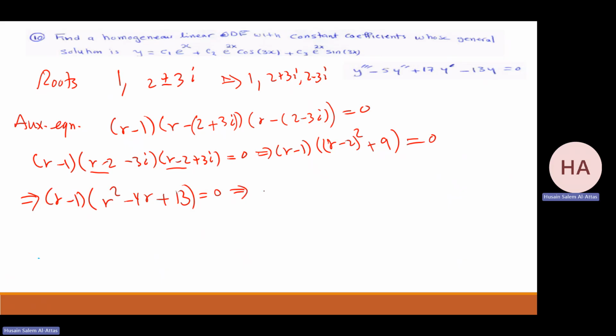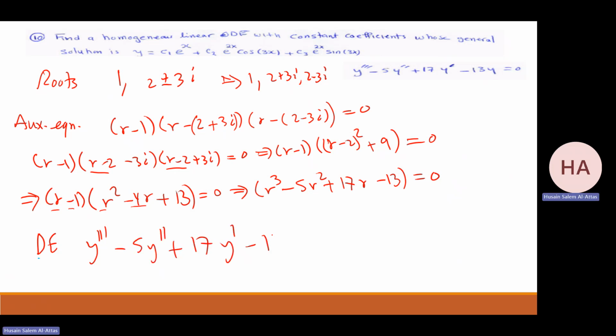Now do the product. I have R cubed. What will give me R squared? Minus 1 R squared minus 4 R squared. So I have minus 5 R squared. What will give me R? 13R plus 4R. That will be plus 17R minus 13 is equal to 0. So it will be my differential equation. Third derivative minus 5 second derivative plus 17 first derivative minus 13y equals 0, which is this one. Exactly.